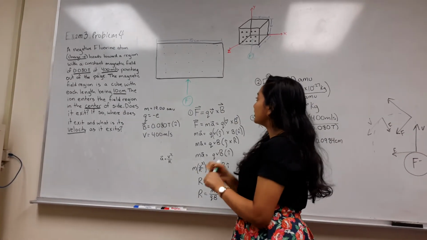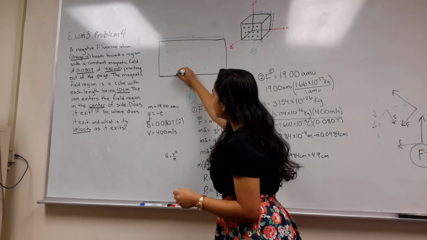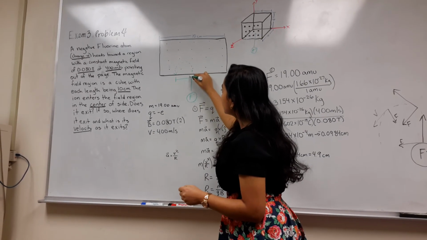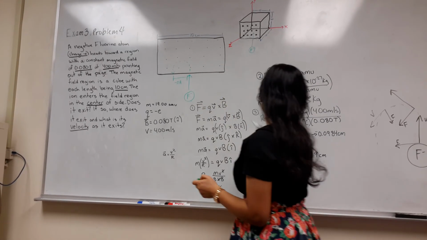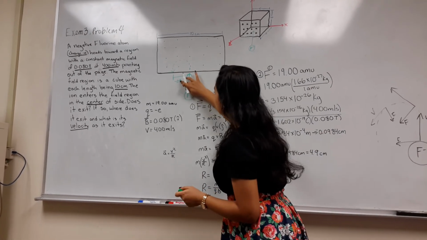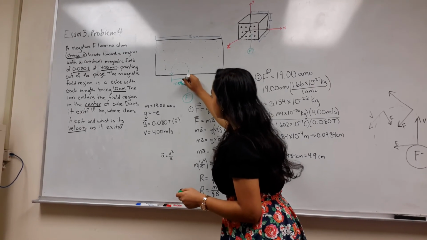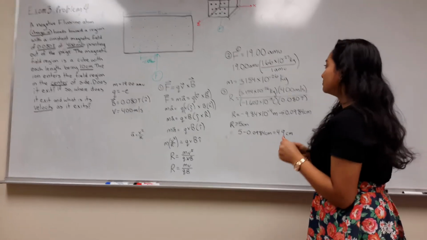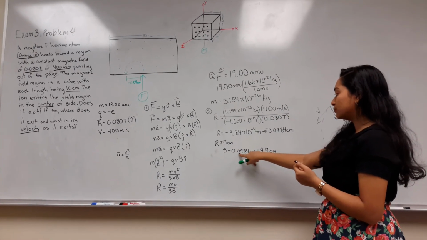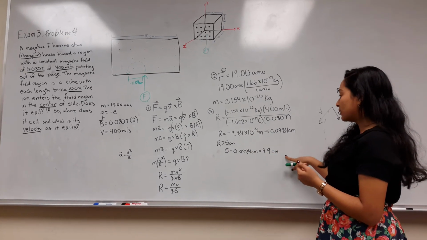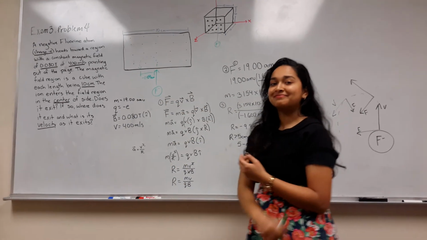So we can actually draw that in here in the circular motion. And then this value here will be the negative 0.09 centimeters. So to figure out what distance that is, we do 5 subtracted by 0.09, and we get 4.9 centimeters is where the particle will exit.